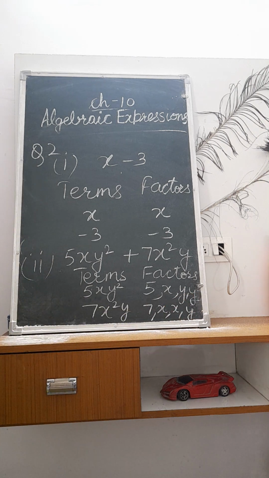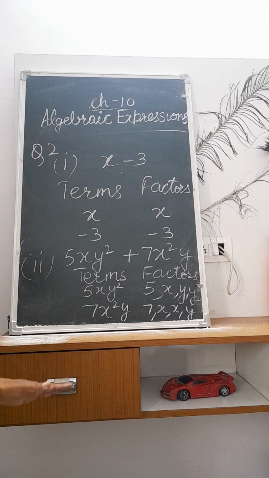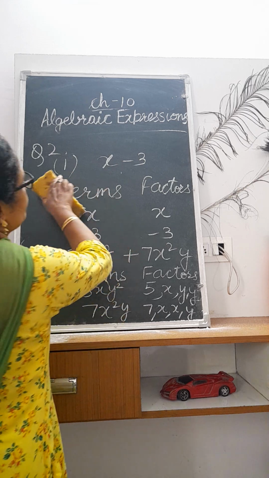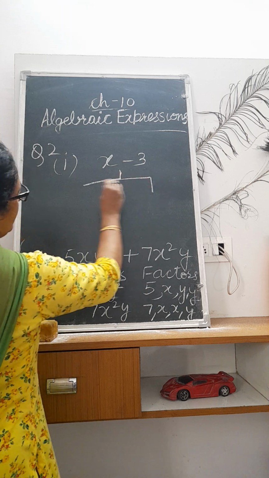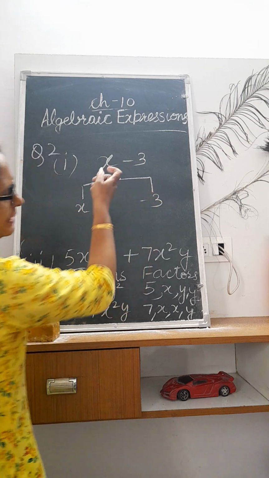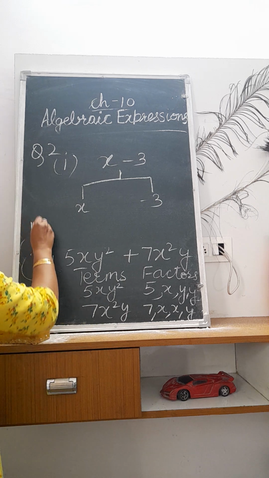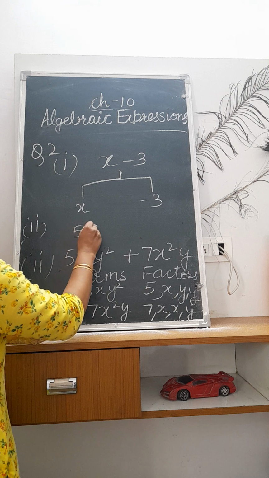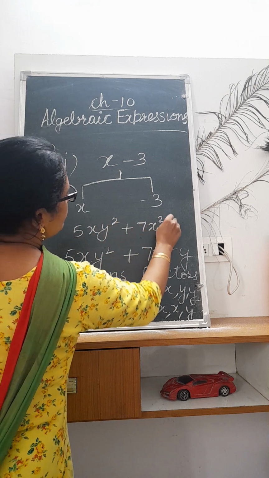In this question they have told us to make tree diagrams also. Once you have written it this way, you can frame the tree diagram too, students. That is very simple: you write it down in tree form. Here there are only two terms, so you can write down the factors this way and frame the tree diagram. Now for the second part, let me write down the question and I will tell you how to write it.